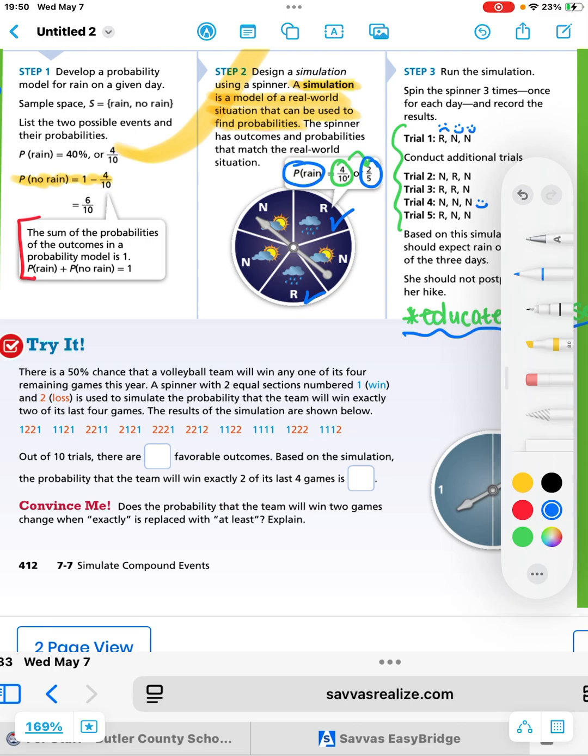So here it says there's a 50% chance that a volleyball team will win any one of its 4 remaining games this year. A spinner with 2 equal sections numbered 1 and 2. So keep in mind what they did here. They numbered 1 as a win and 2 as a loss. It is used to simulate the probability that the team will win exactly 2 of its last 4 games. The results of the simulation are shown below.